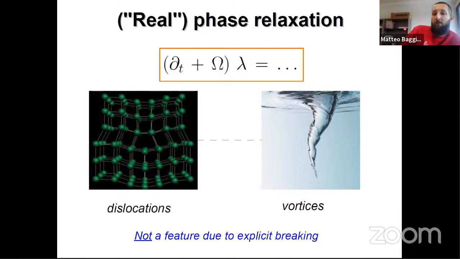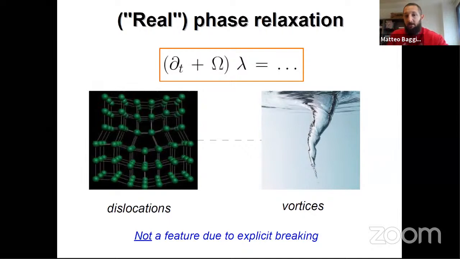There are two typical examples where this happens. The first example is vortices. Vortices, for example in superconductors, are exactly what they do. We know that vortices induced by a magnetic field destroy the superconductor, and they destroy it in a way that creates relaxation for the Goldstone. So the Goldstone relaxes and you break superconductivity. The same happens in solids when you introduce dislocations. Dislocations are defects in the crystal structure of the system that can proliferate around and melt the solid. So you destroy the order of the solid because of these dislocations. One important thing is that this phase relaxation, at least in these terms, is not a feature due to explicit breaking.